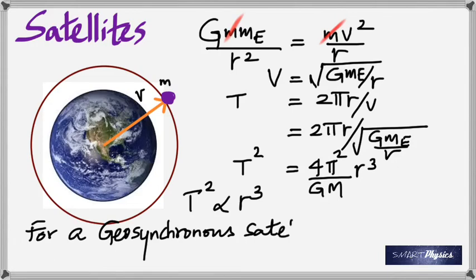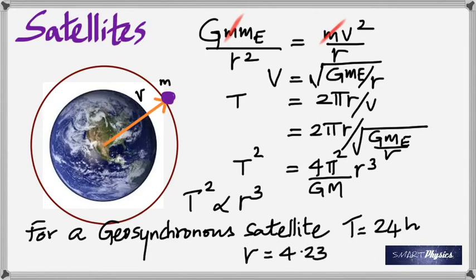For a geosynchronous satellite, time period is 24 hours, yes. And the radius, okay, I did not calculate, but you could get it. And you will get it as 4.23 times 10 to the 7 meters. So the height would be about 36,000 kilometers. That is where our communication satellites are.